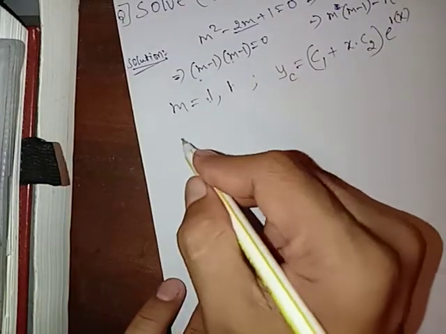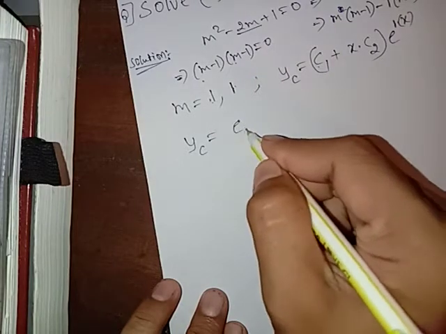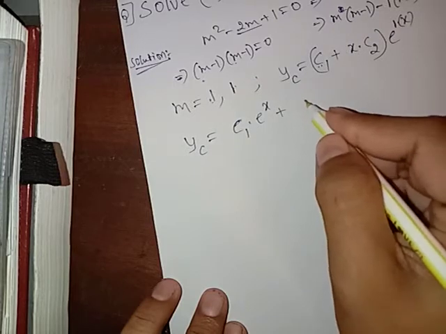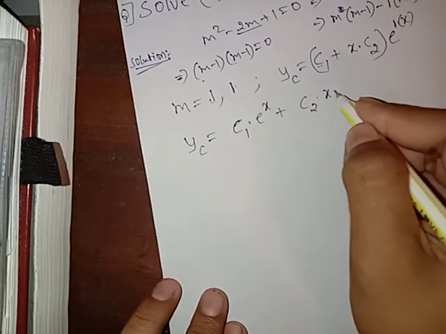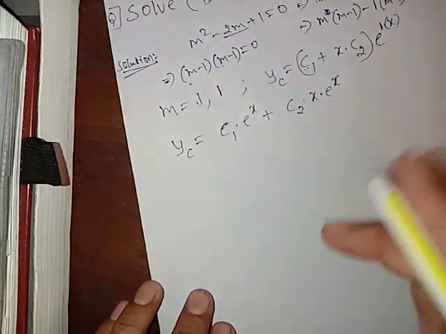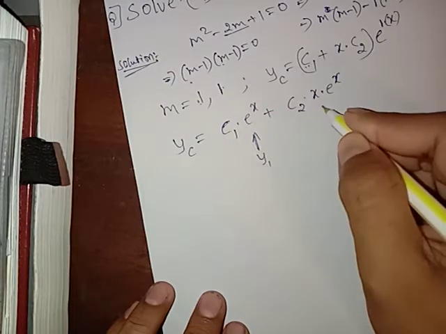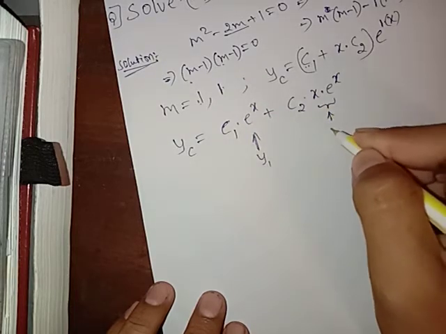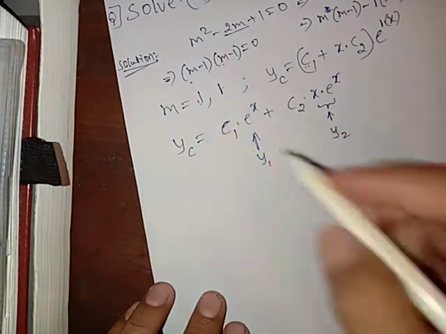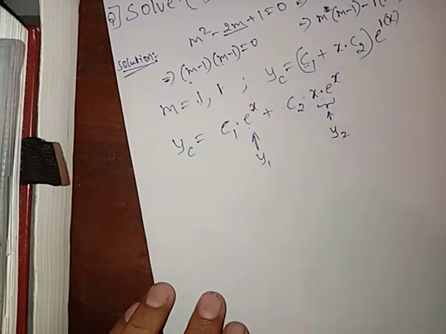So the complementary solution yc, we get c1 into exponential of x plus c2 into x exponential of x. So we get the complementary solution in the form of c1 into y1 and c2 into y2. So this is in the place of y2 and this is in the place of y1. So y1 is exponential of x and y2 is x into exponential of x.